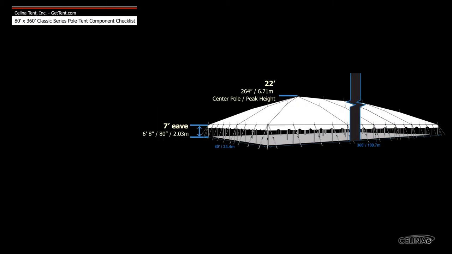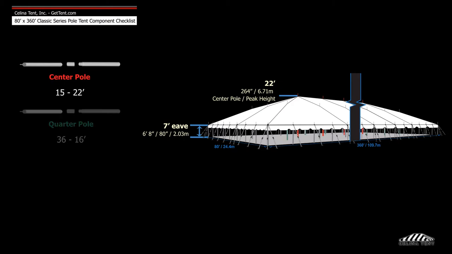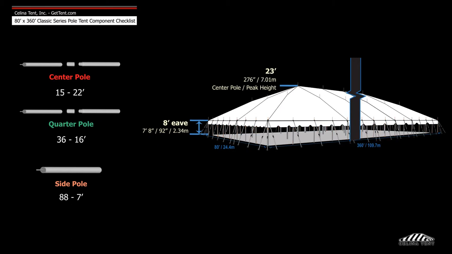Poles for tents with a 7-foot eave height include 15 22-foot center poles, 36 16-foot quarter poles, and 88 7-foot side poles. If the desired eave height is 8-foot instead of 7-foot, the side poles will be 8-foot tall, with 23-foot center poles and 17-foot quarter poles.